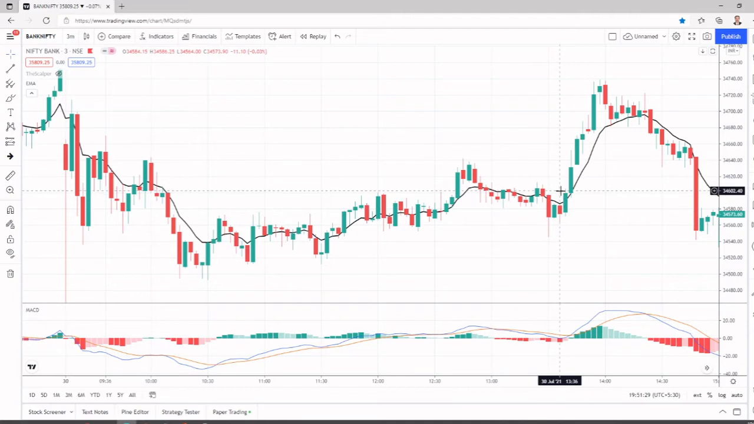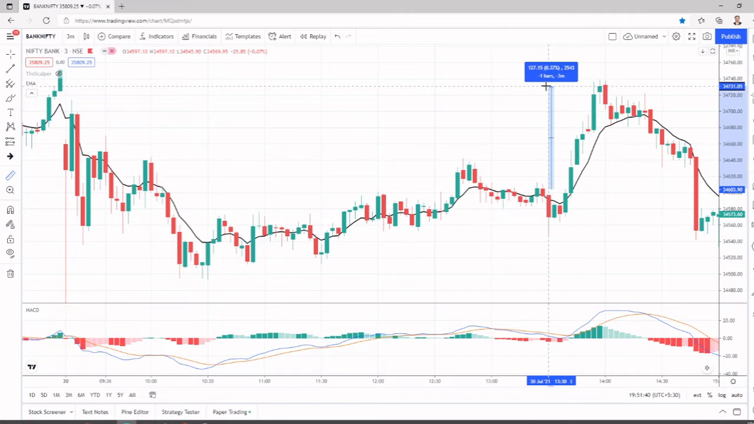So we'll take the trade at the high of this one. You see, it will not give a chance to exit. Straight away it is giving profit. 50-point profit straight away. See how it goes, 127 points. But 127 points is possible to book only if we trail it.